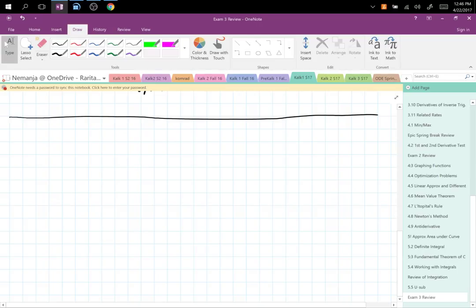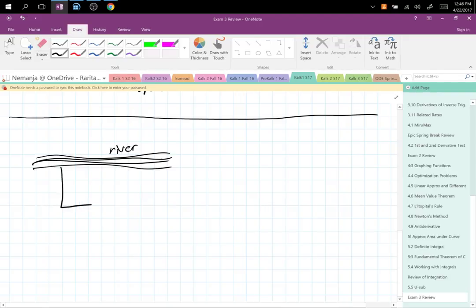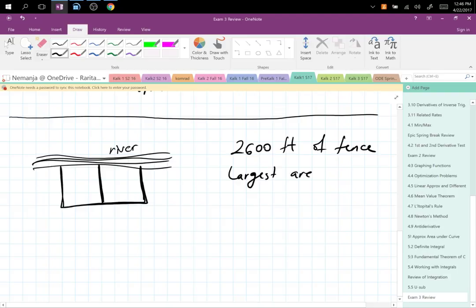So let's take a look at some of the optimization word problems. Say there is a river and then you have a rectangular plot of land and you have 2,600 feet of fence and you want to enclose the largest area. So what's the largest area that you can enclose? That looks like this. So I have 3 y's and I have 1 x.